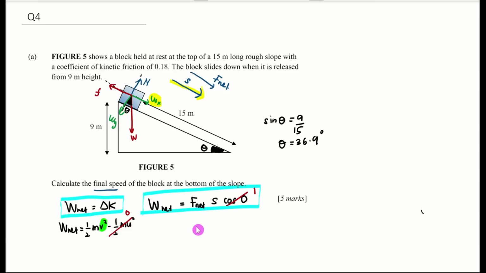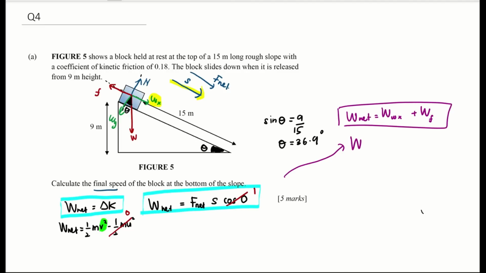Bila saya nak guna equation ini, ada dua cara you nak kira W net. Saya selalu pesan ada dua cara: sama ada you nak kira asing-asing, which is the work done by Wx plus the work done by the frictional force. You nak kira asing-asing pun boleh, tak ada masalah. Kalau you kira asing-asing, you kena kira work done by the weight ataupun gravitational force.